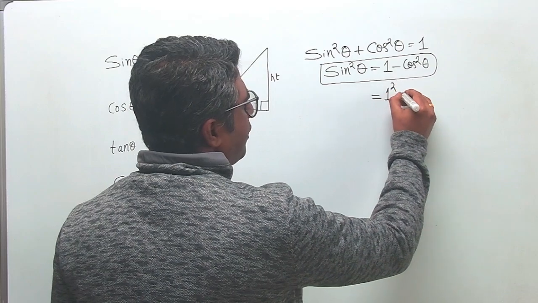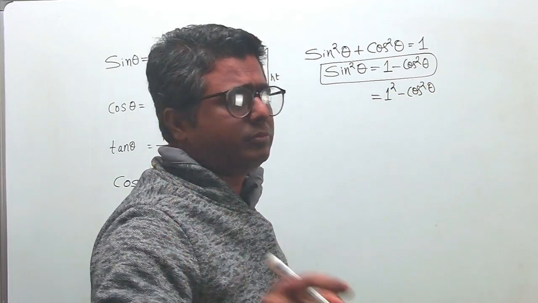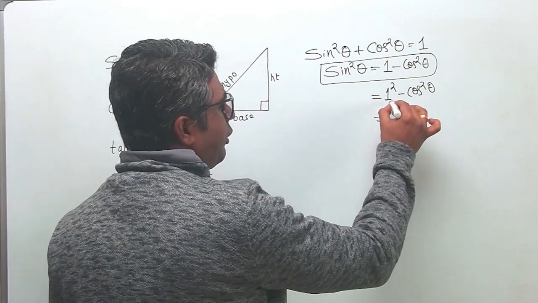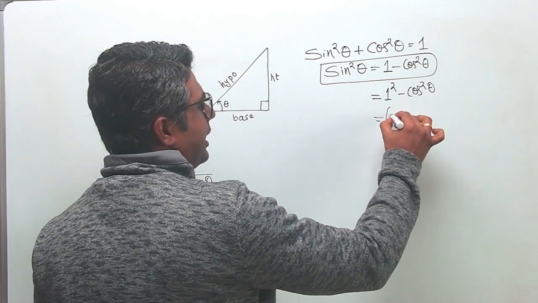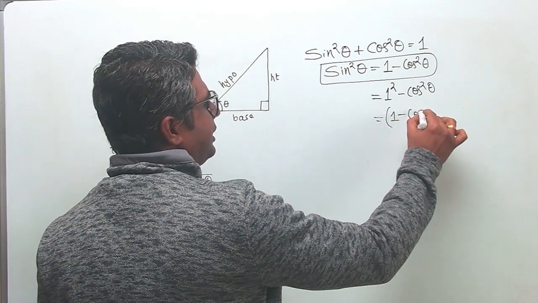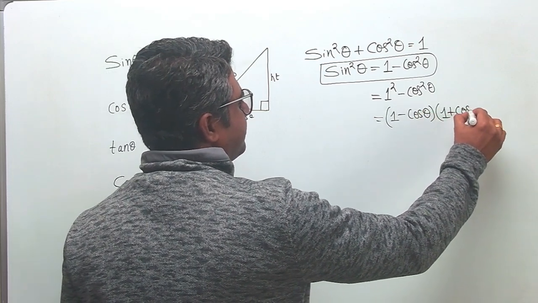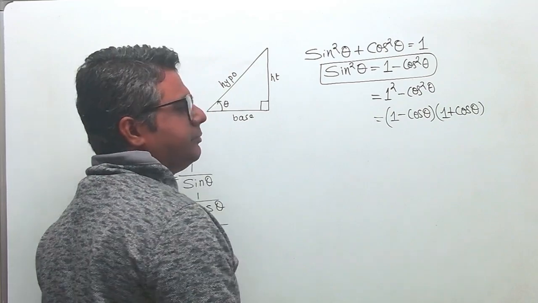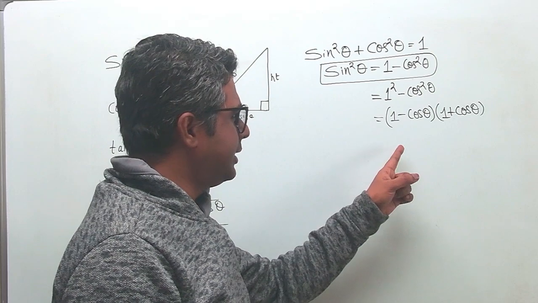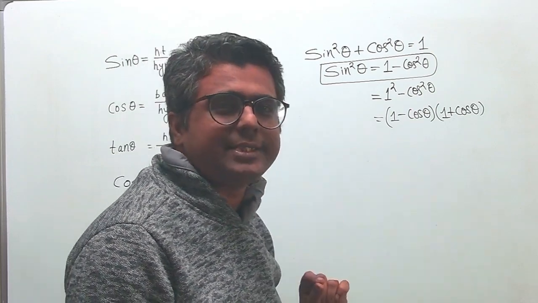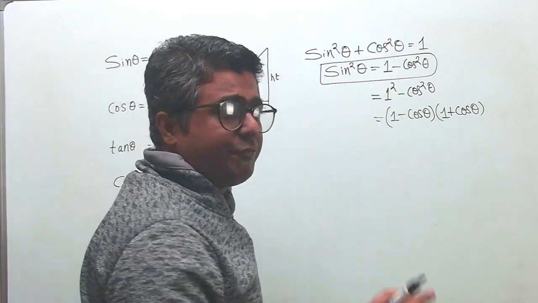This is also 1 square minus cos square theta. Yes or no? So this falls in the formula a square minus b square, and hence I can also write here a minus b, a plus b. Each and every one of you already knows this. This is nothing secret, but application is the main issue. So see, I am going into the applications of the identities. Everything will be clear.